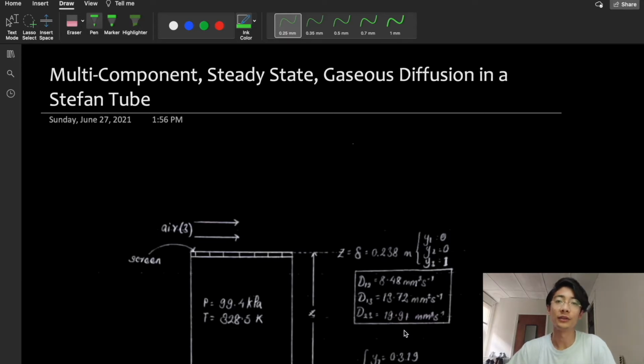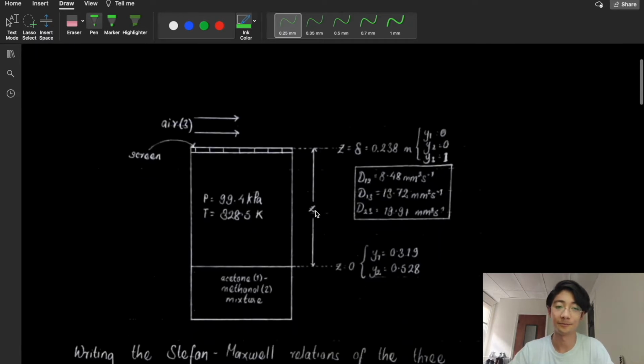Hey guys, welcome back to another video in the series where we talk about fundamentals of mass transfer. Today we'll be looking at a problem that looks at the multi-component steady-state gaseous diffusion in a Stefan tube. So without further ado, let's go right into the problem and see what it's all about.